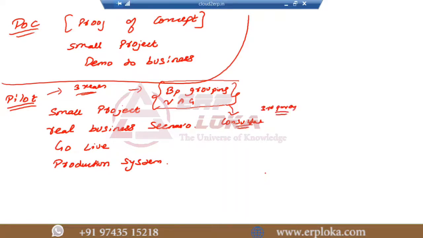So he will come to the client location. He's going to access the system. He's going to create the BP grouping. He's going to create the vendor account group. Okay. As this request is coming from the business side, and they are going to use this for the future, that is called a real business scenario. Whatever you're going to create is going to be used in the production system. Whatever you're going to create is going to go live.